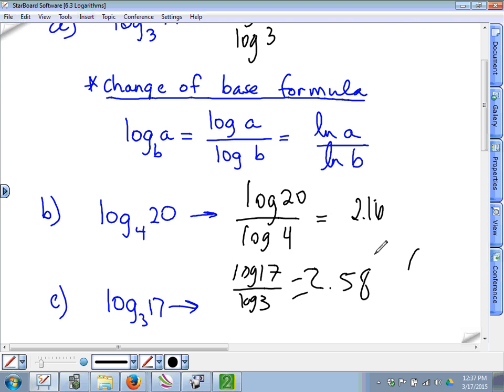Well, that's logarithms. Don't you love them? Don't you love logarithms? I love logarithms. Love's a strong word. I hold them in high esteem. They're easy to use. They are fun.